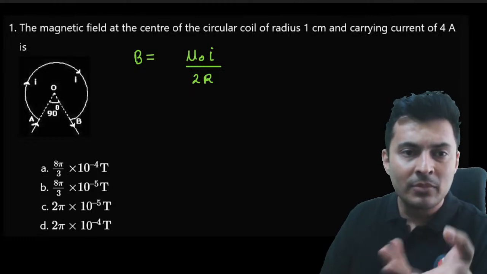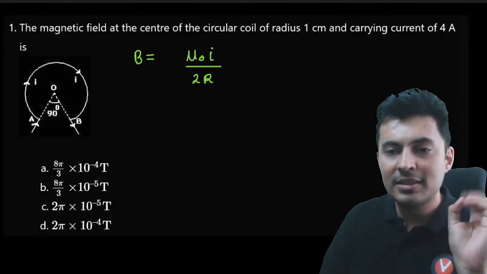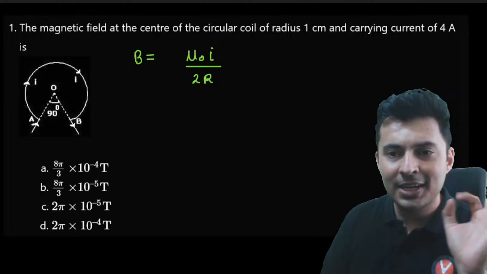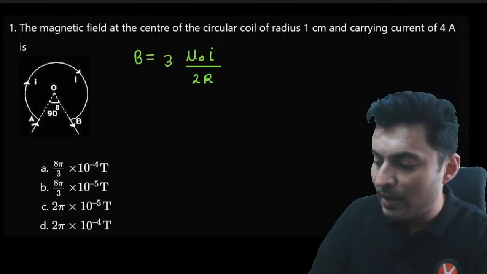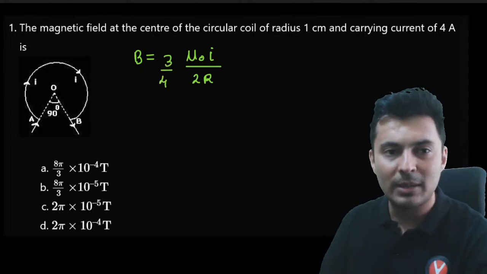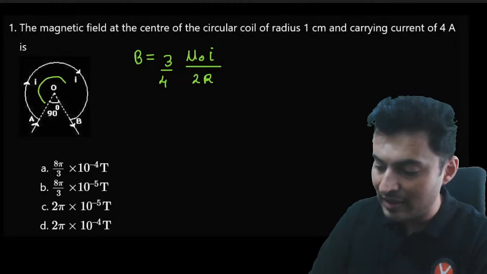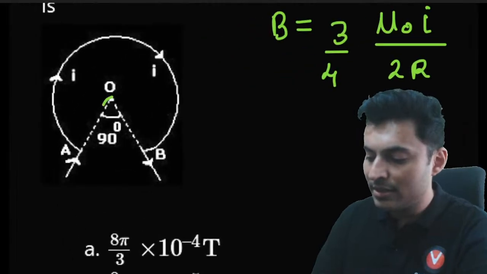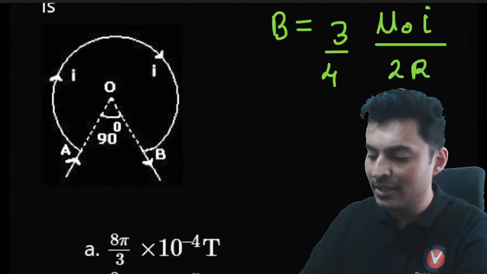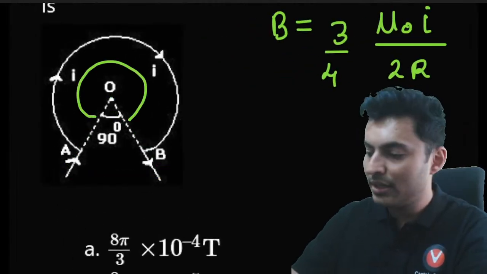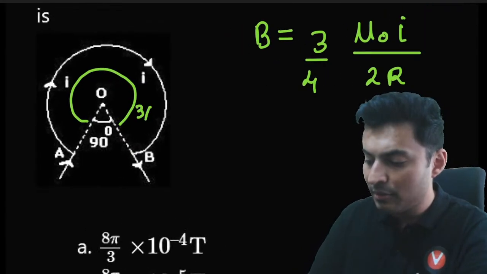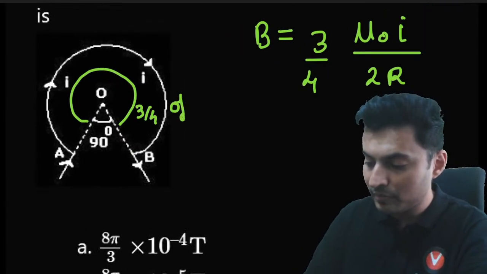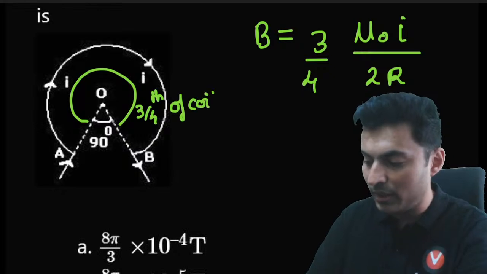90 degree is missing. 3/4 is present. Correct? So just multiply by 3/4. Why? Because this is 3/4 of a coil. If you notice, this 1/4, 90 degree, is missing. This is 3/4 of the entire coil.